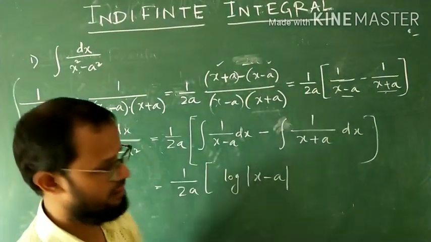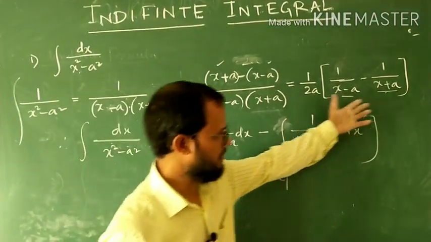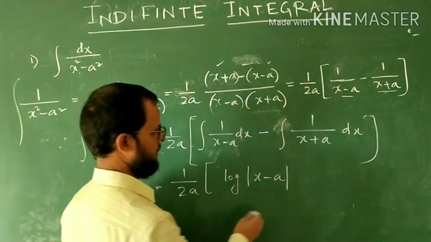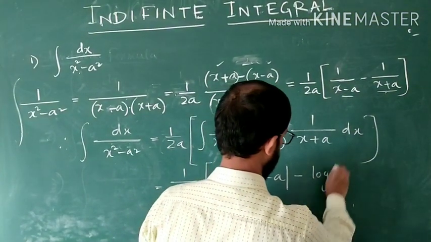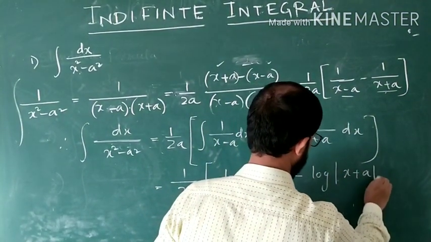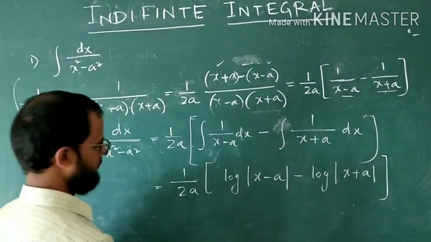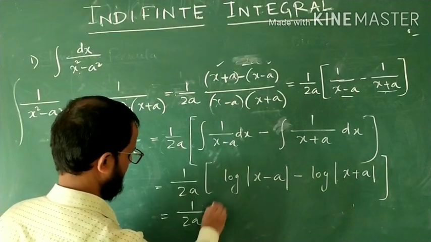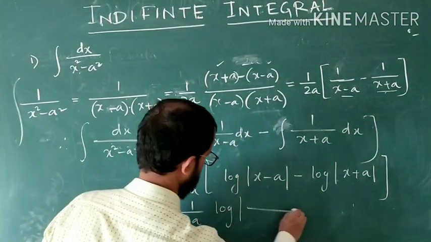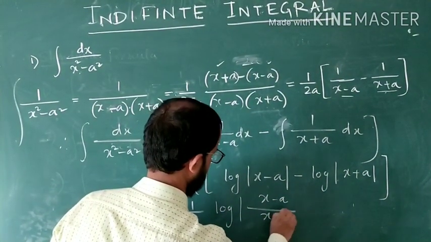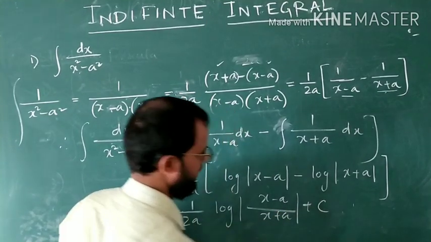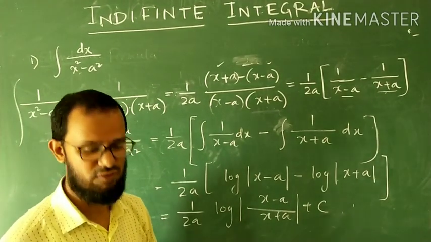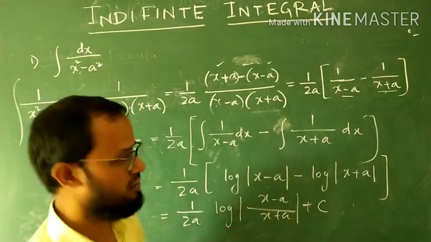By the integral formula I have written earlier, and here the coefficient of x is 1, so 1/1 minus log modulus x plus a. And if you apply the log a minus log b formula, you will finally get 1/2 a log modulus (x minus a) by (x plus a) plus c. This is your final integral. I hope you understand. So this is the way you can solve the integral.